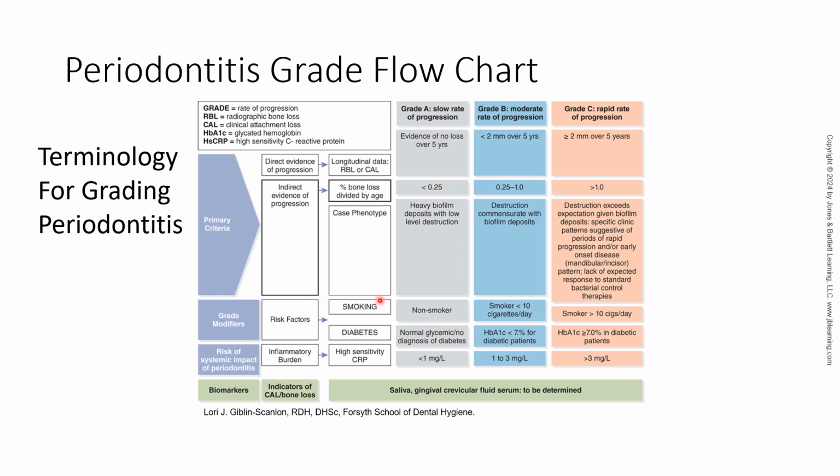Your grade modifiers, do they smoke? Are they diabetic? Do they have high severity or high sensitivity? Grade A is a slow progression. Grade B is moderate rate progression. Now, if it's a new patient and this is the first time you see them, they're an automatic B. And then you either go up or down or stay where you're at, depending on how they look the next time you see them.